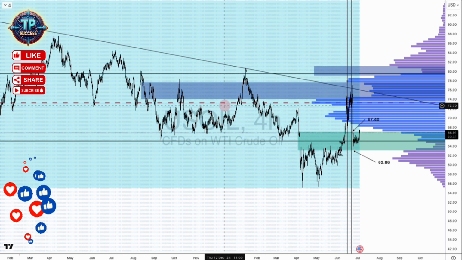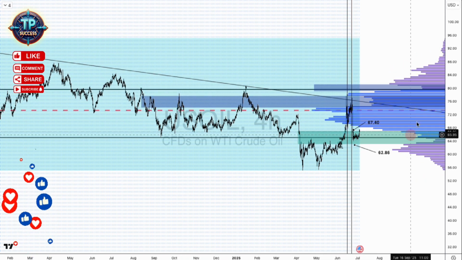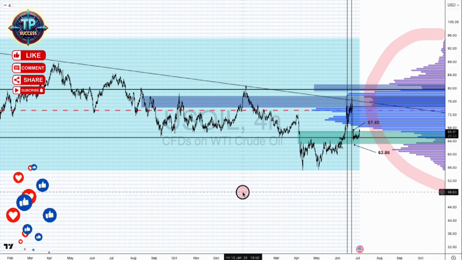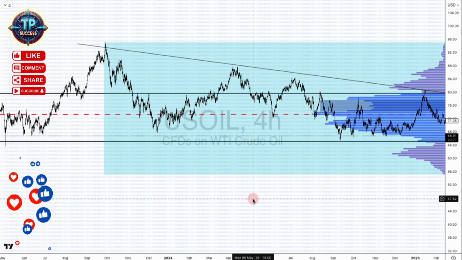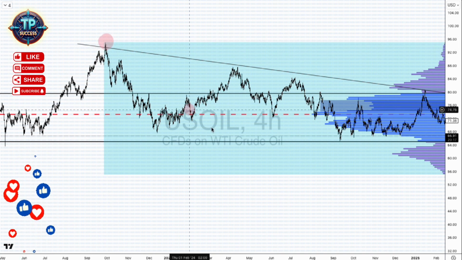So I've turned the color on in the histogram, so this will give us a rough idea as to how far back this data that we're seeing right here is being derived from. Okay, and we're all the way up to this high point right here.